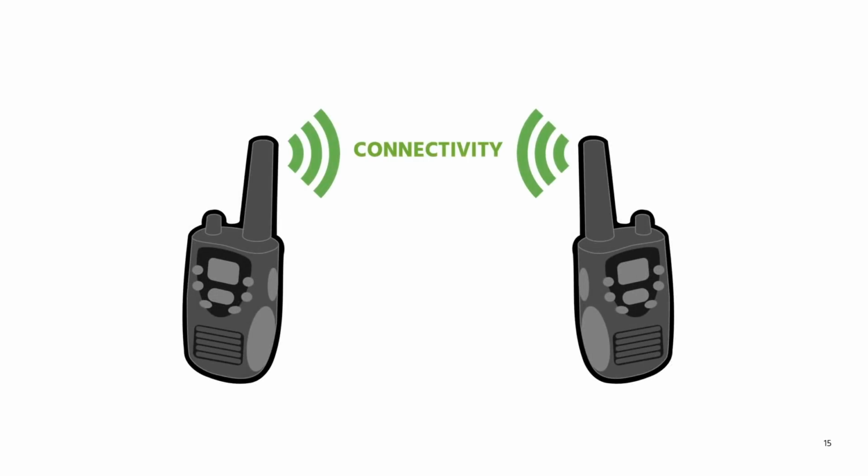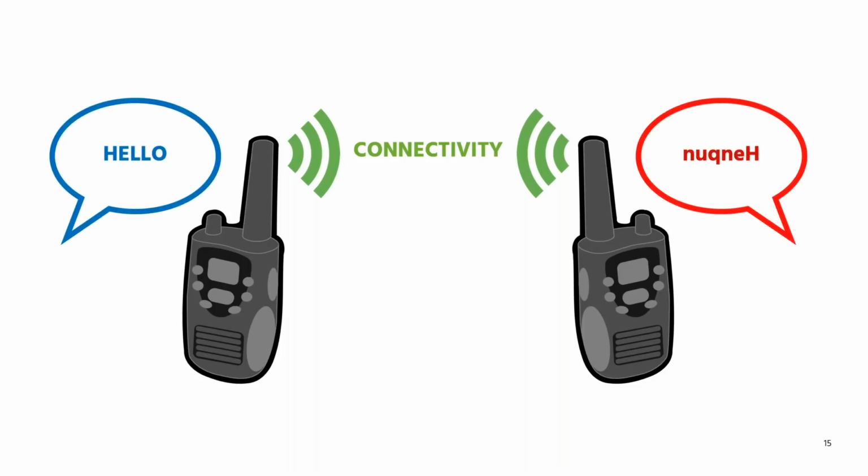So we buy a pair of walkie-talkies that use the same radio and frequency. Now we can connect to each other. That's connectivity. But if we don't speak the same language over that radio, we can't really do anything interesting together. We're connected, but we can't really interoperate.